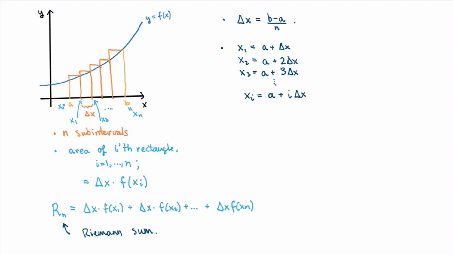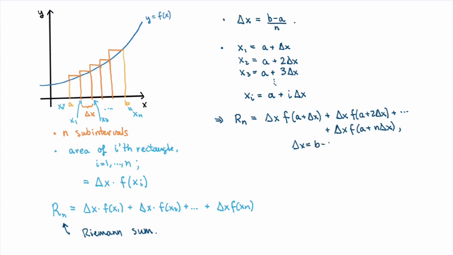i delta x, right? So with this, I get a more explicit formulation for the Riemann sum as being delta x, which I could replace by b minus a over n, but I'll leave it as delta x, times f of a plus delta x, plus delta x times f of a plus 2 delta x, plus and so on, all the way to n, so f of a plus n delta x, and all of this with delta x being equal to b minus a over n. So that gives me a completely explicit expression for the Riemann sum in terms of a and b, the two endpoints of the area, and delta x, which is b minus a over n, so n, which is the number of rectangles that I'm using.